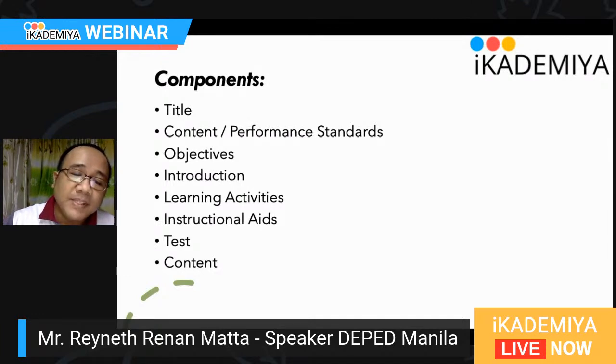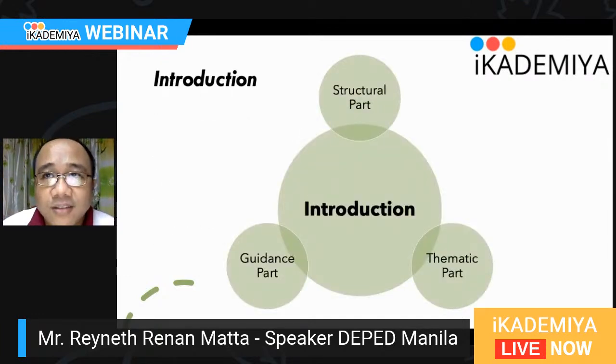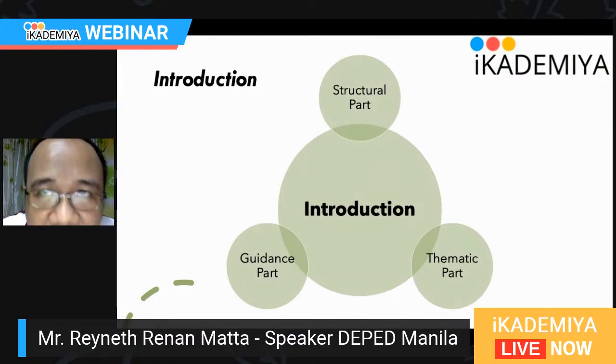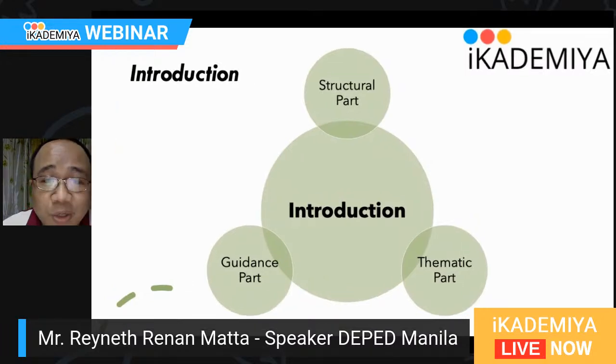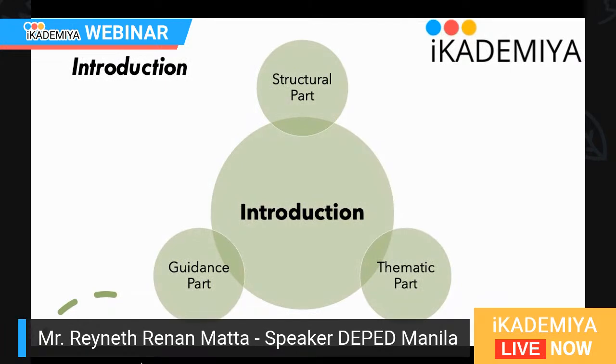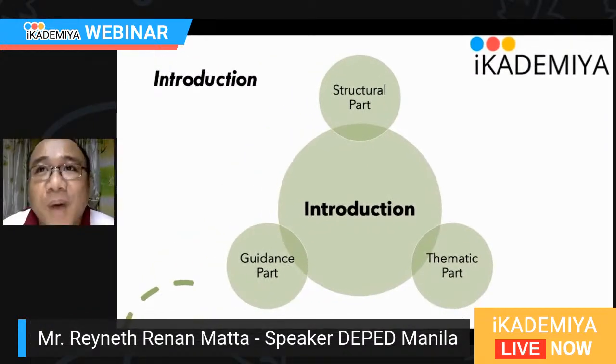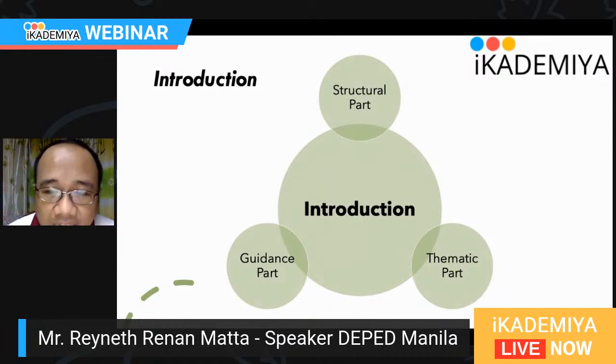So let's now go specifically into these components. For the introduction, there are 3 types. We have the introduction in the upper part of the module, which we call the instructional part. Later on, I'll be showing you the instructional part of the introduction. We have what we call the guidance part. When we say guidance part, this introduction will give the learners an idea how to answer the specific activity. And of course, the thematic part. When we say thematic part, these are types of introductions that connect one activity to the other.